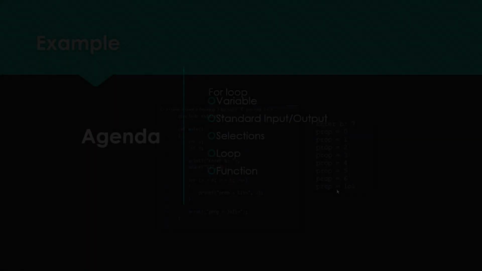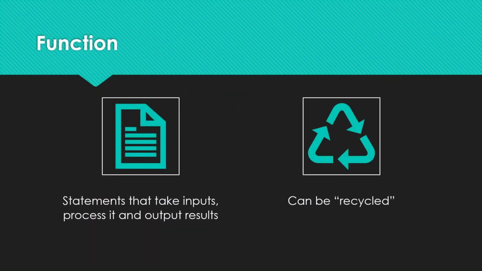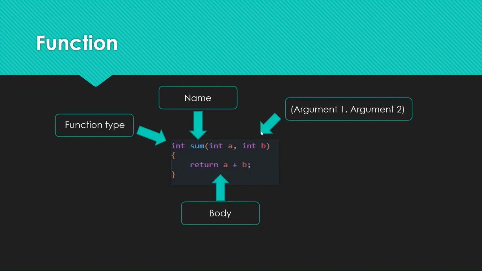So last one is functions. Functions are basically statements that take inputs, process them, and output the results. And they can be used multiple times. So this is the structure for it. So this is the function type, the naming, the arguments, which can be infinite, and the body, which is the coding.